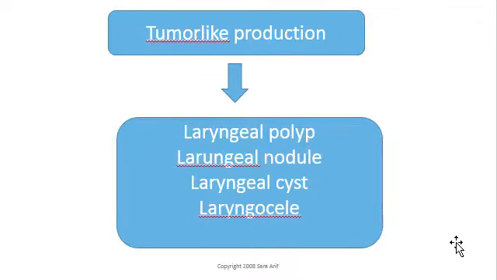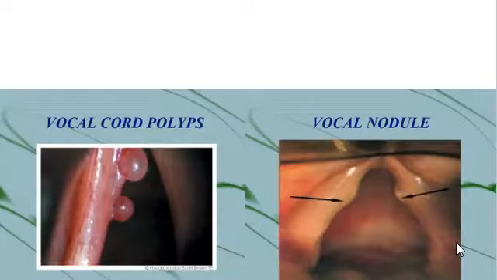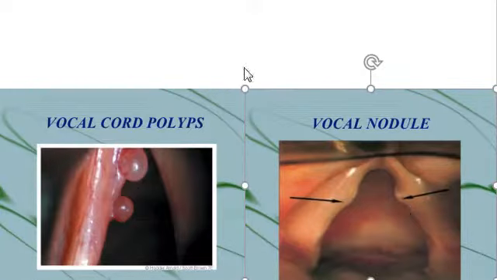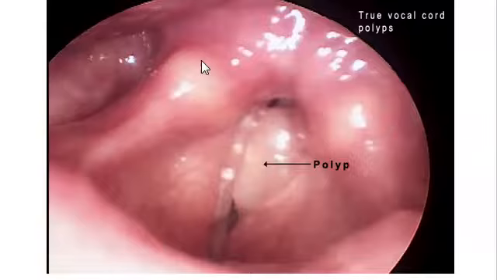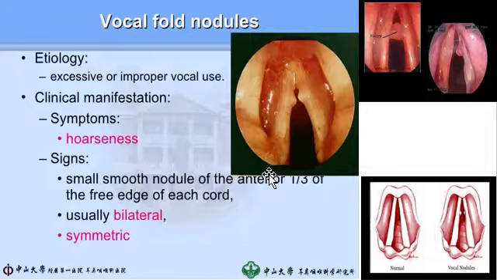Now about the tumor-like productions, all these are obligatory diseases. The tumor-like productions include the laryngeal polyps, laryngeal nodule, cyst, and laryngeal cells. In that slide, we can see the view of the polyps and the nodule. It's also the laryngoscopic view of the polyp, laryngeal polyp.